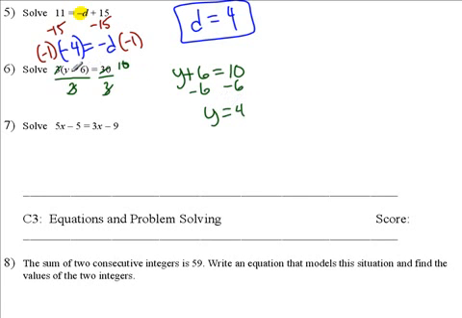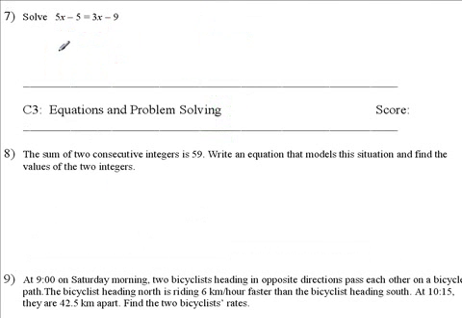Let's check that. If I put a 4 in here, 4 plus 6 is 10, times 3 is 30. That does equal the 30 that was supposed to be over there. So that answer is right. It also can't be wrong. Are there any questions on number 5 or 6? All right, let's take a look at this.